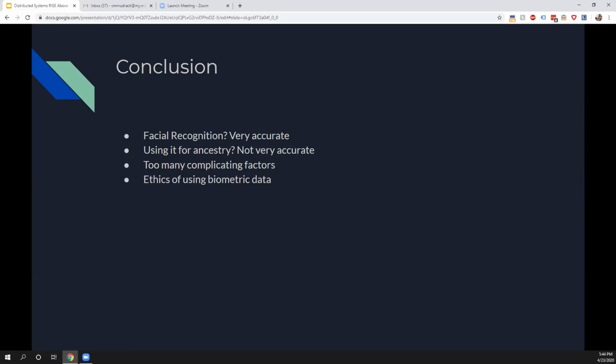As a conclusion, the current state of facial recognition is extremely accurate, actually. Facial recognition is oftentimes more accurate than a person is. But using facial recognition for ancestry detection is extremely, extremely poor. There are numerous factors that come into play on how the head and the face are shaped, and some of them have nothing to do with ancestry. So this makes it a poor choice for determining the basis of ancestry.